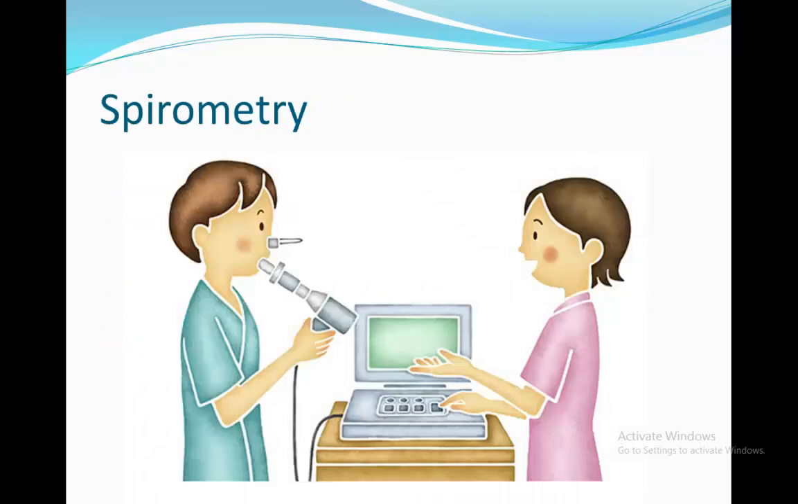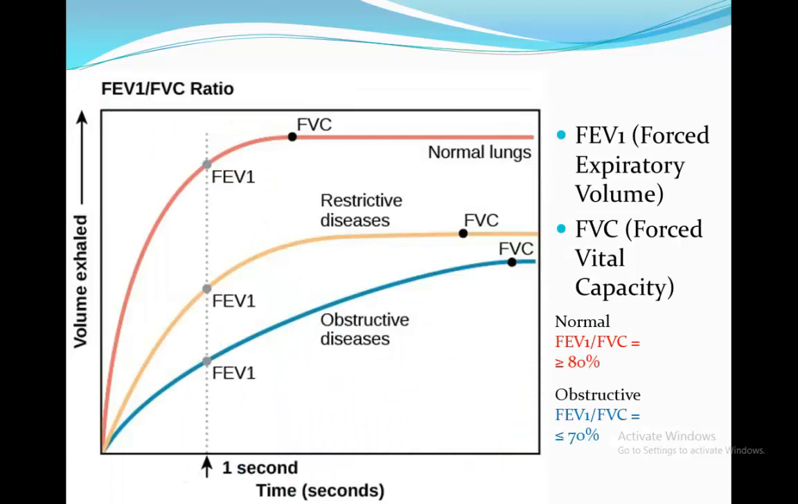So in spirometry, you tell the patient to breathe through a spirometer, and the reading will show an obstructive picture. The FEV1 is significantly reduced, and so is the FVC. The slope is also more gradual and less steep than normal, and in these patients their FEV1-FVC ratio, which should be below 70%, just like in asthma.